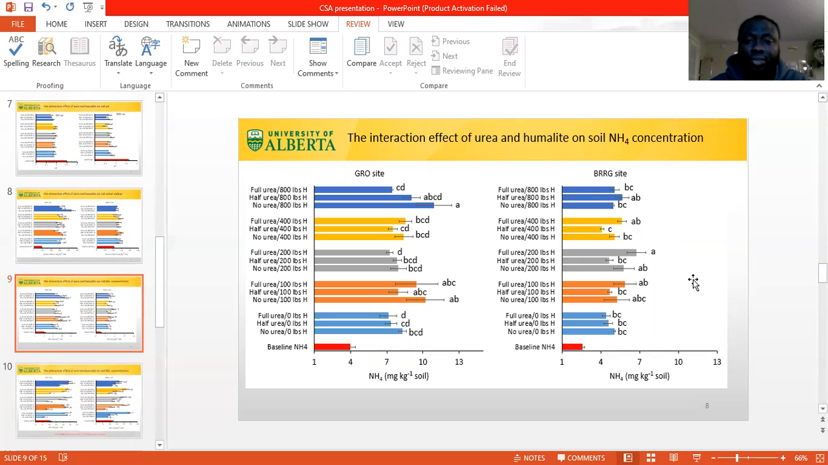The interaction effect of urea and humalite on soil ammonium, as we can see at both sites, we had an increase in ammonium concentration in the soils. And we also have significant differences between the treatments. As we can see, the highest amount of ammonium concentration was found in no urea and also the highest amount of humalite that was applied. And so therefore we can see that in most cases, the humalite had an effect on the ammonium concentration.